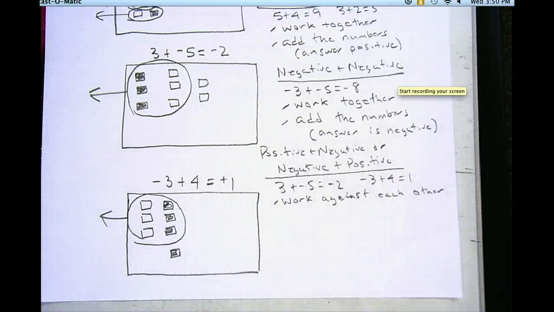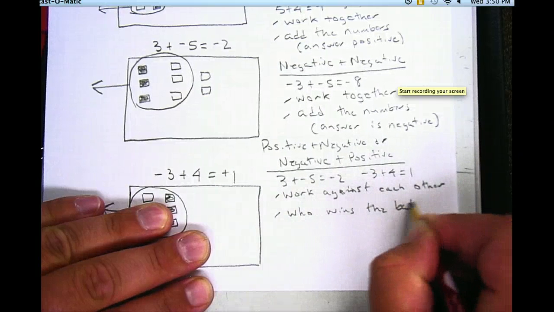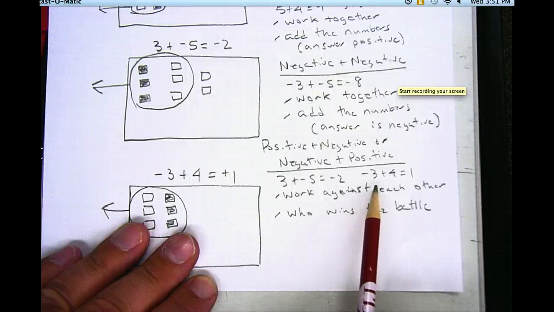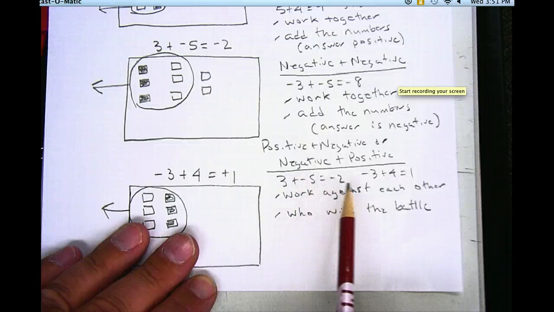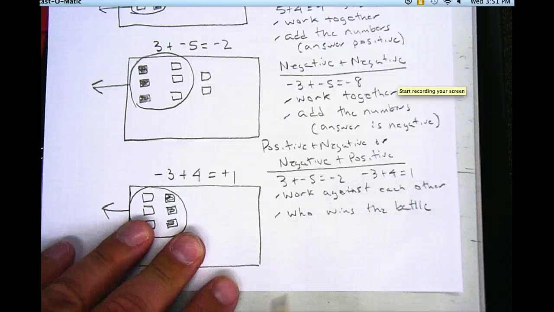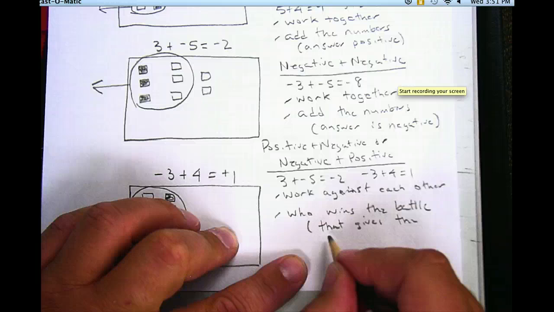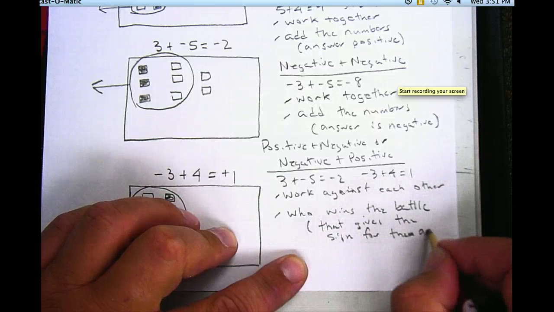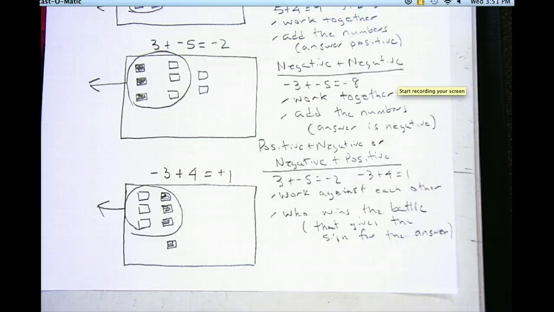Now, I ask questions when they work against each other. First of all, I ask, who wins the battle? In this case, since the negative is bigger, the negative wins the battle. In this case, since the positive is bigger, the positive wins the battle. Now if I look when the negative wins the battle, my answer is negative. When the positive wins the battle, the answer is positive. So whoever wins the battle, that gives the sign for the answer.